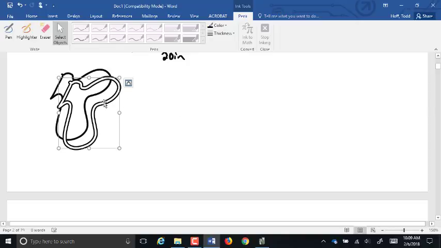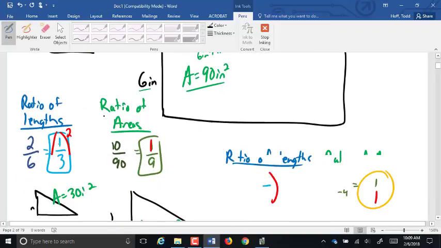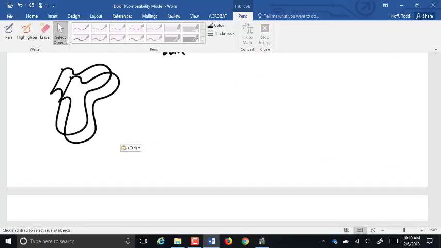I'm cheating, so I don't have to try to redraw it. Get back here.